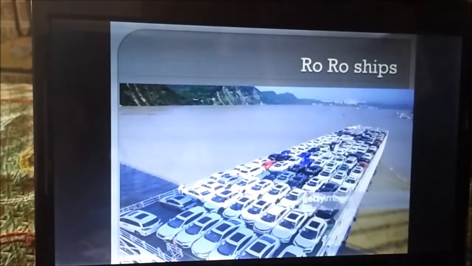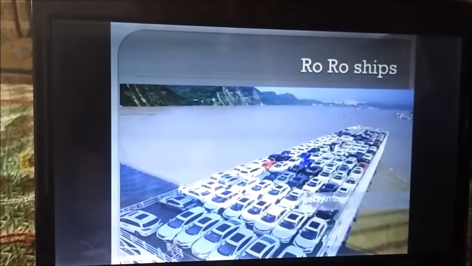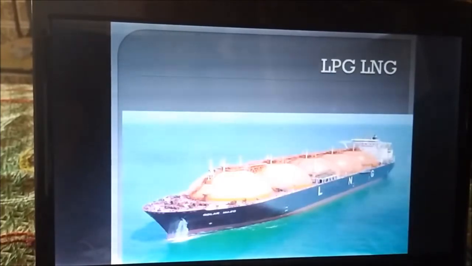Here we have Ro-Ro ships. As I told you, they are used for cars and all that. Here you can see all the cars have sunroofs. Most rich people send their cars in these ships, because they are also a little bit expensive. So Ro-Ro ships are used to transport cars and rolling material.